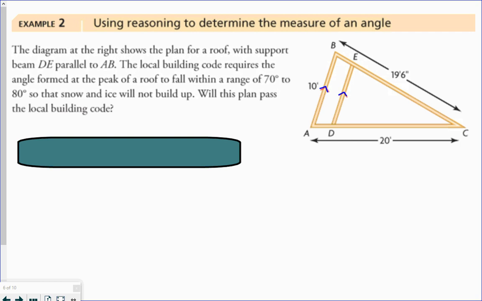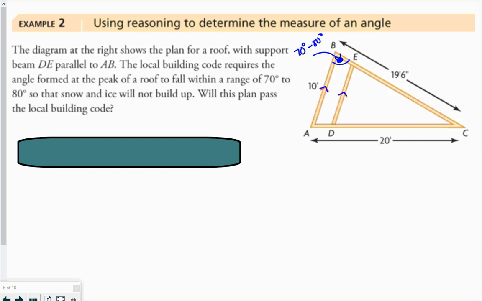The local building code requires that the angle formed at the peak fall between 70 and 80 degrees. So that's this angle right here. That angle has to be between 70 and 80 so that snow and ice do not build up. In other words, it's creating a proper pitch. Will this plan pass local building code? So we're looking for this angle right here.